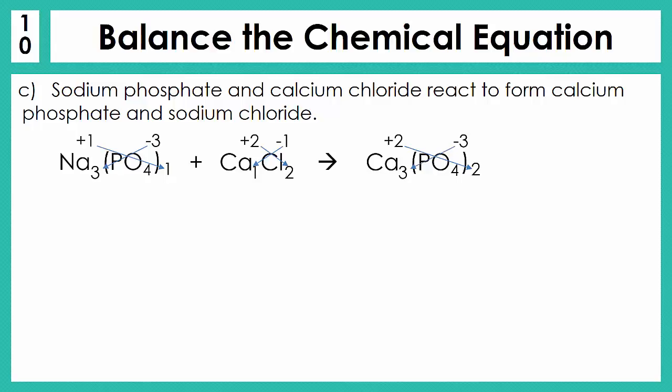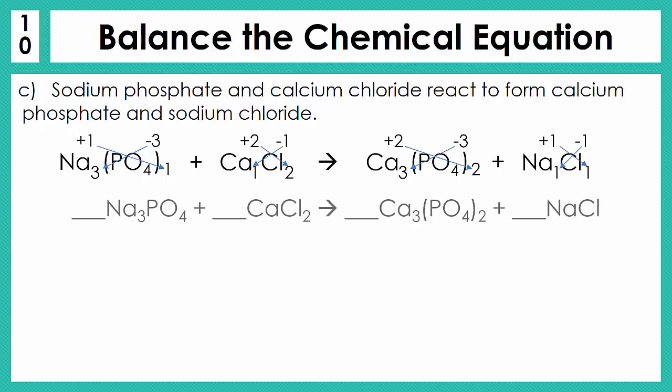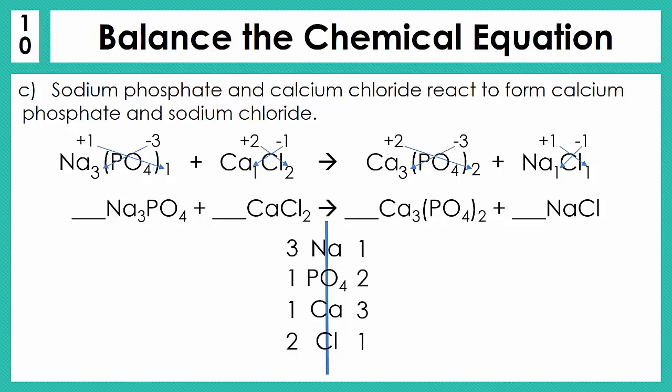So in calcium phosphate, I need 3 calciums to make +6 and 2 phosphates to make -6 so that my charges are balanced. We have to include a parenthesis around the phosphate so that I know it's 2 phosphates, not PO42. And sodium chloride. That's easy because it's +1 and -1. So here's my skeleton. We can go ahead and take inventory. I've got sodium, phosphate, calcium, and chlorine. So we can count. There's 1 phosphate on the reactant side and 2 on the product side.